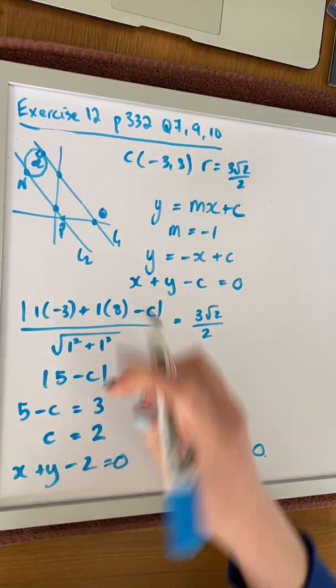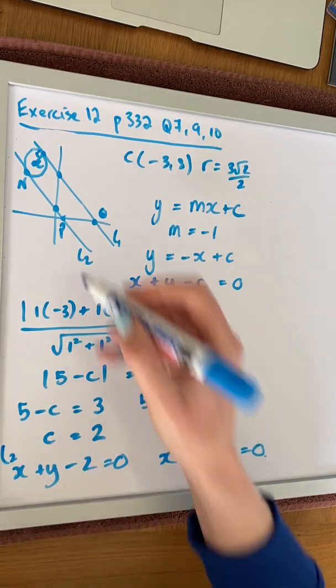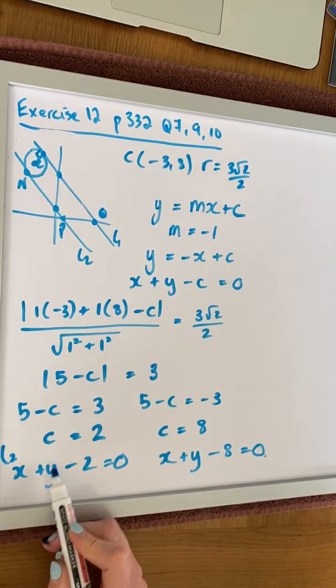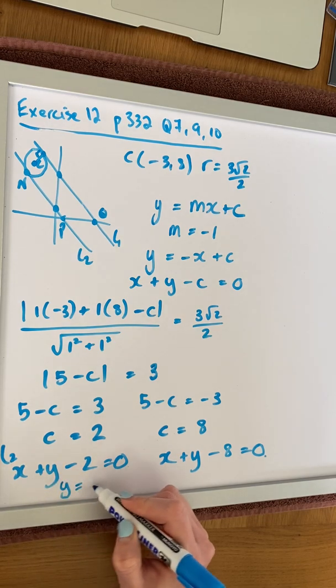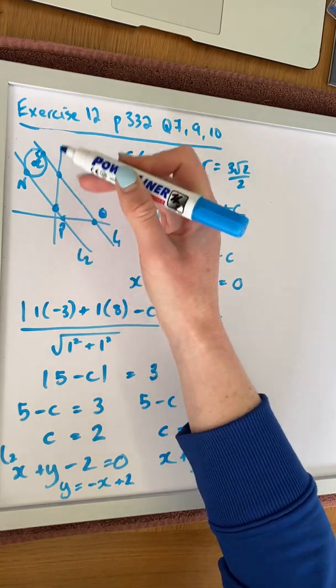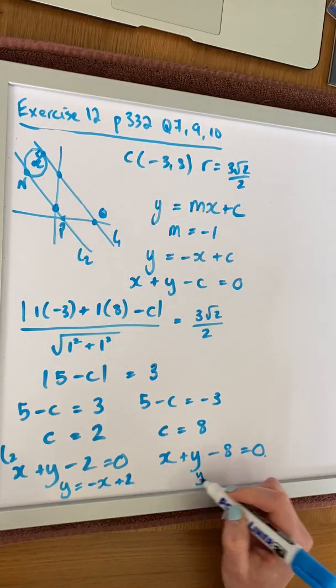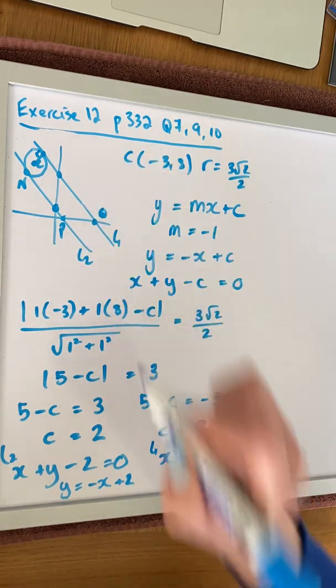In this case, this one is line 2. The reason I know it's line 2 is that if we rearrange this into the format y equals mx plus c, we would get y is equal to minus x plus 2, which is this one here, as we're looking at a lower line, and this one we're looking at y is equal to minus x plus 8, which means that this has to be line 1.